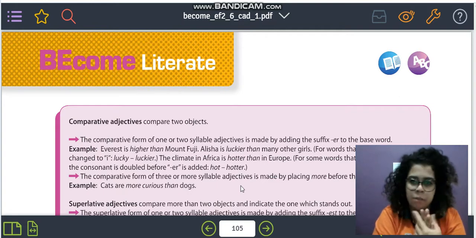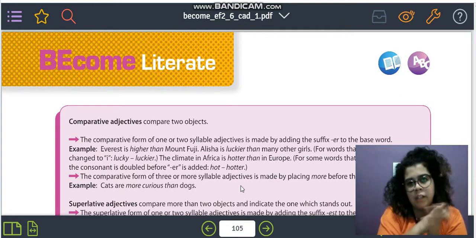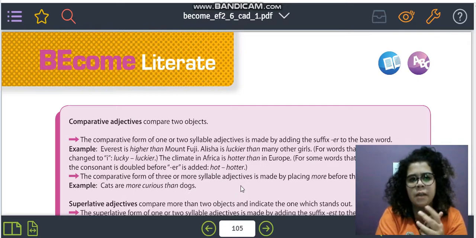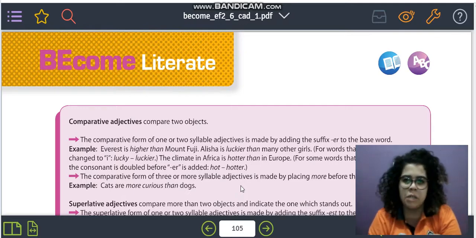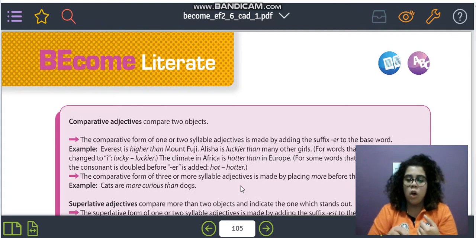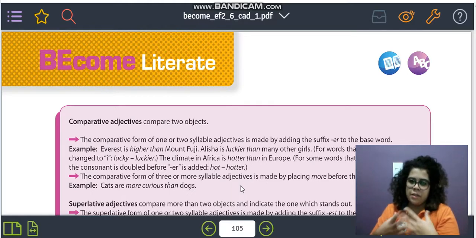But if you have some doubts about the comparative, you can also go on Thursday, at 8 o'clock, to your Zoom meeting, and you can go there to talk about your doubts, and we are going to solve them. I can explain this for the students that are present there.